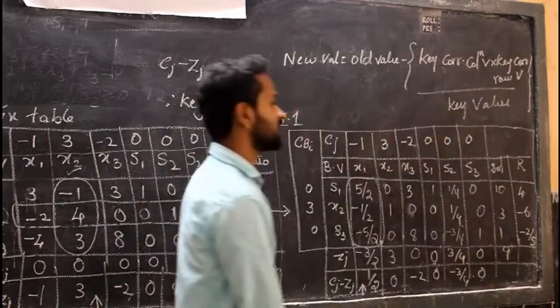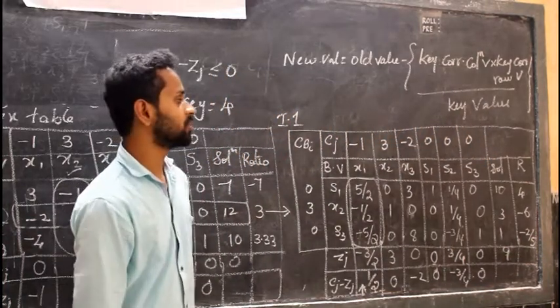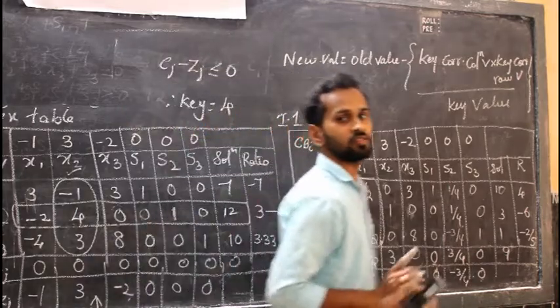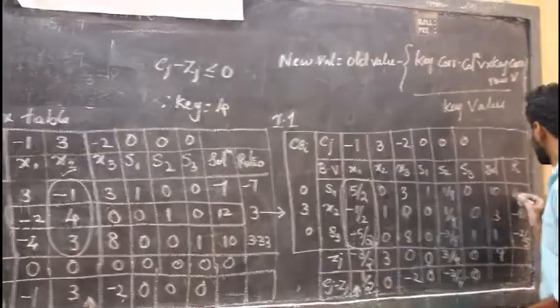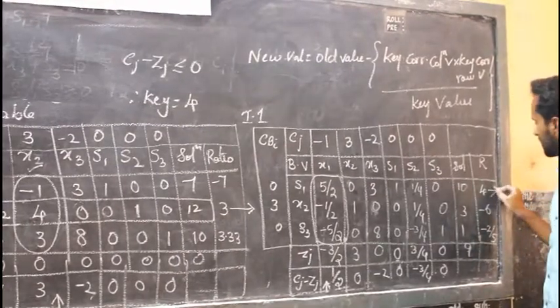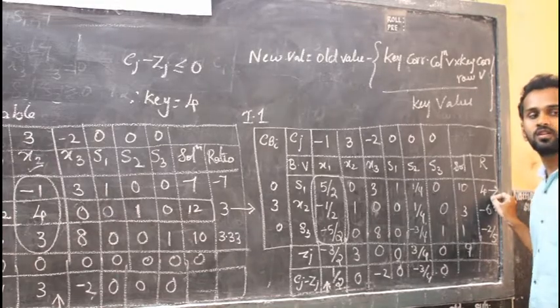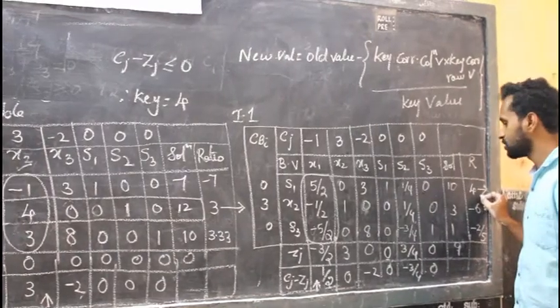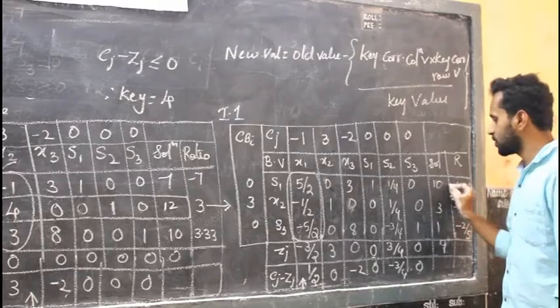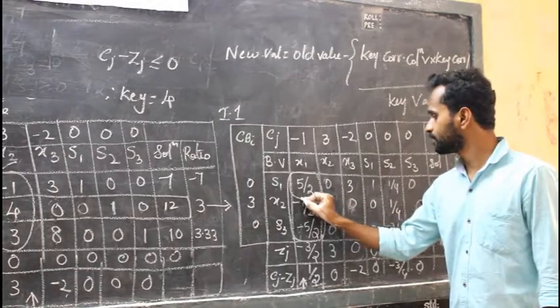Is it clear? Now check again the least positive ratio value. Now look at it. My least positive ratio value is what here? 4. Is it clear? 4 is the least positive ratio value. So this 4, the complete corresponding row, becomes the key row.